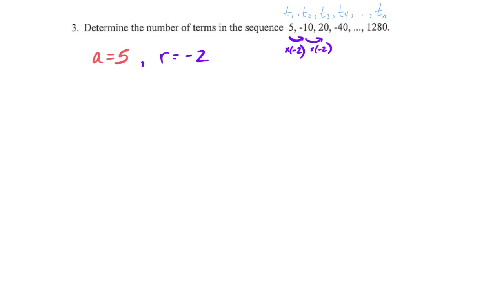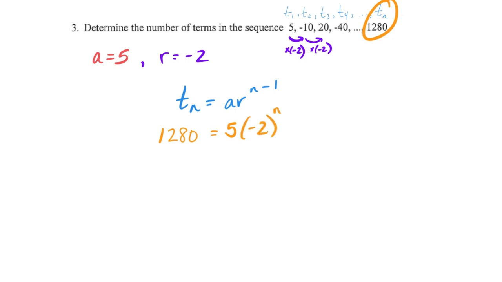Now I know that that is geometric, and so my general term is ar to the n minus 1. And now I can plug in what I know. Well, I know that 1,280 is the last term in my sequence. That would be my term n if I'm looking for the nth number in the sequence. So 1,280 is the last term in a geometric sequence that has an a value of 5 and an r value of negative 2.